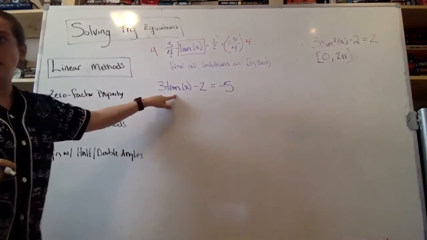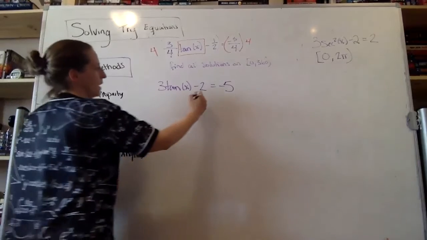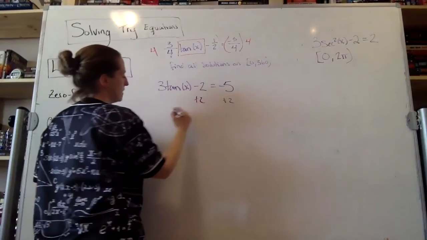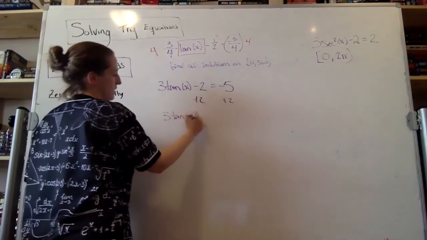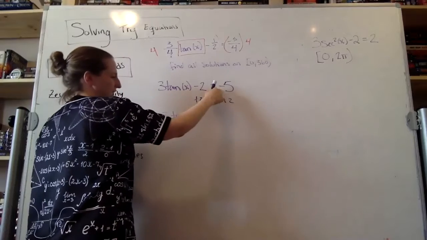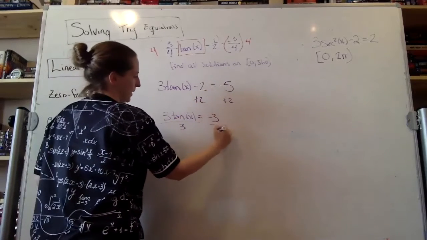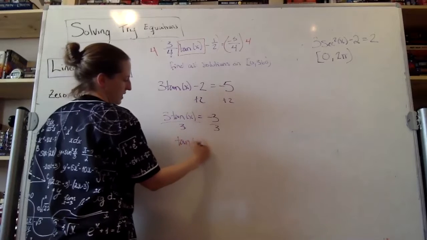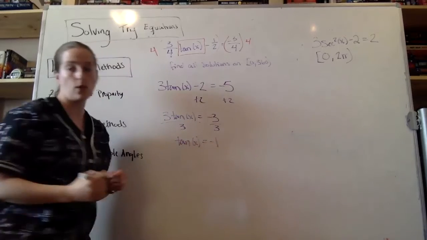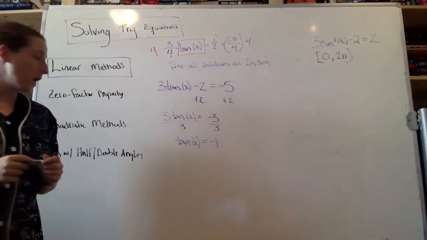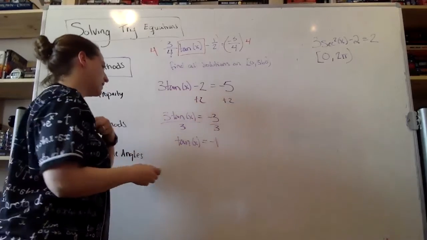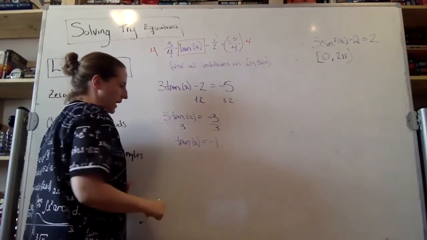Now I'm going to go ahead and isolate this tangent of x term. Okay, so I'm going to add 2 to both sides. So I get 3 tangent of x equals negative 5 plus 2 is negative 3. Divide both sides by 3, and we get tangent of x equals negative 1. So again, remember what we want to do. We want to look at our unit circle and think about where is tangent equal to negative 1.